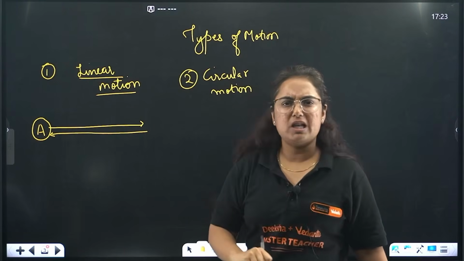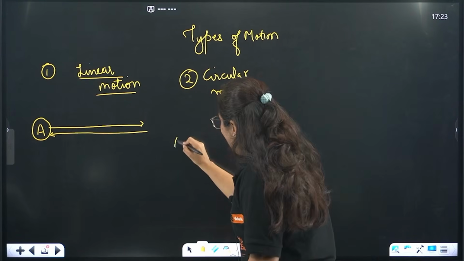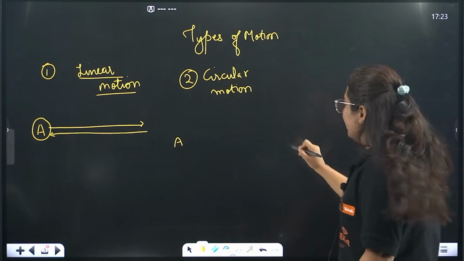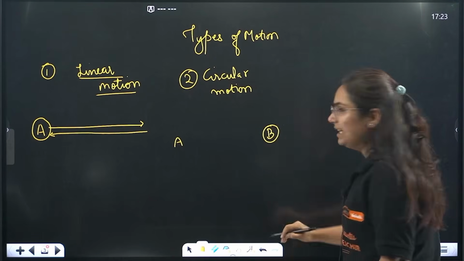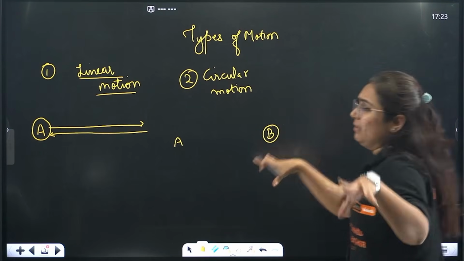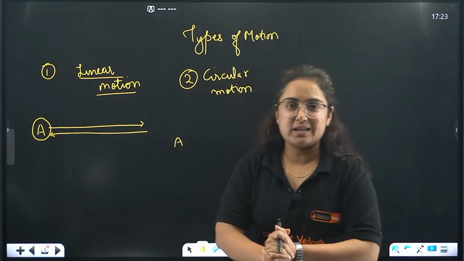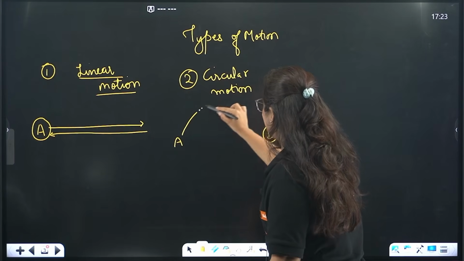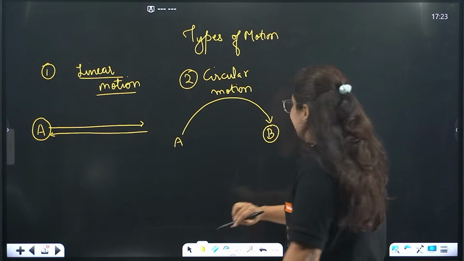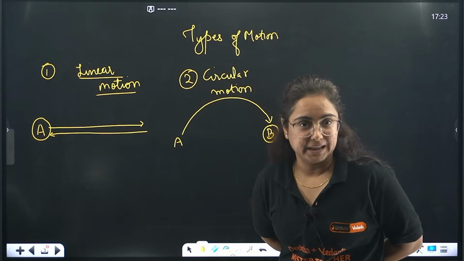The second one is known as circular motion. Now, what is this? You are a student A. You want to go to a location B. The location is your washroom. But you were feeling that your class was very boring, and now you decided to take a complete circle of the playground and then reach location B.